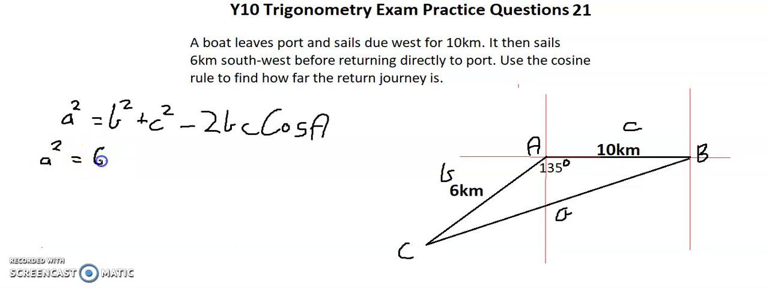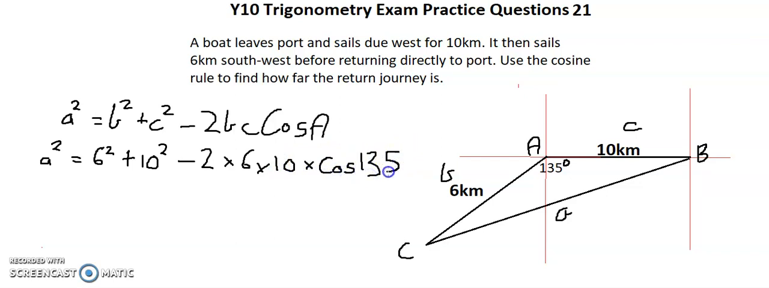So A, I don't know yet, so it's a squared, is equal to B squared, which is 6 squared, plus C, which is 10, so 10 squared, minus 2 times my B, which is 6, times C, which is 10, times cosine 135 degrees.